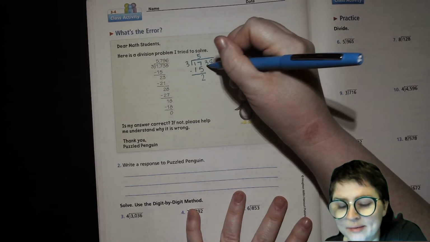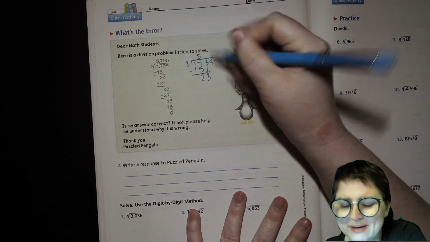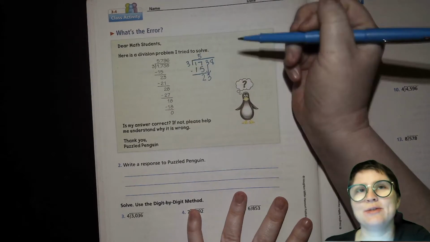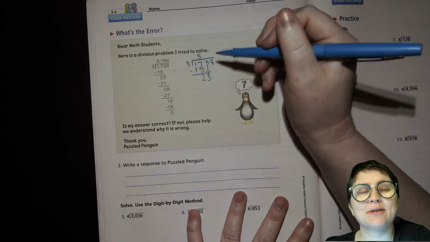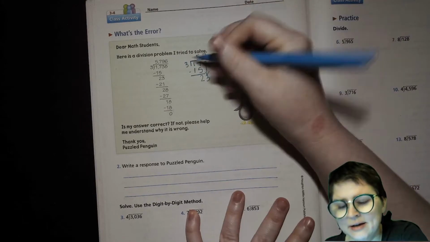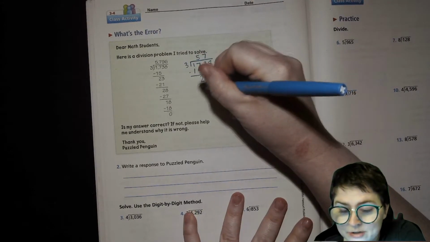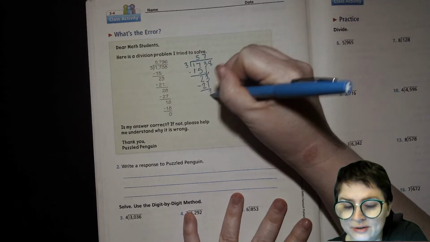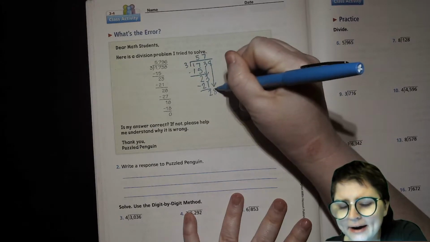Okay, now we're going to bring it on down. Bring it on back. So 3 goes into 23 how many times? We're going to divide. 23 divided by 3. It's a little bit more than 7, right? So we'll put 7 here. Multiply our 3 and our 7 to get 21. Subtract 2 there, and bring it on down and bring it on back.